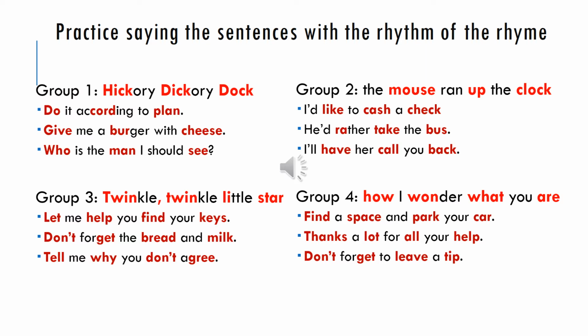Try to read the sentence and practice the sentences following that rhythm pattern, okay. Remember, you don't have to sing it, you don't have to say do it according to plan, but we try to make it more natural, as in do it according to plan, right? Do it according to plan in this case, okay, for the first case. It's a simple practice. I hope it's easy for you.